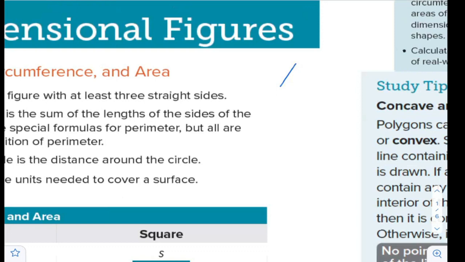So this is not a polygon because it is open. It's not closed. This is a polygon. It's closed. A polygon can also be something like this. You can close it and this will be a polygon. It is not necessarily regular.